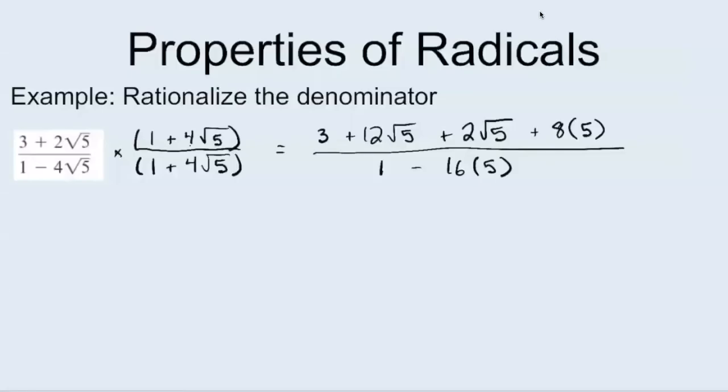All you have to do after that is simplify. So I know in the numerator, I've got 3 plus 40, which is 43. Then I've got 12 root 5 plus 2 root 5, which is 14 root 5. And then the denominator becomes 1 minus, once again, 16 times 5 is 80. So that's negative 79.